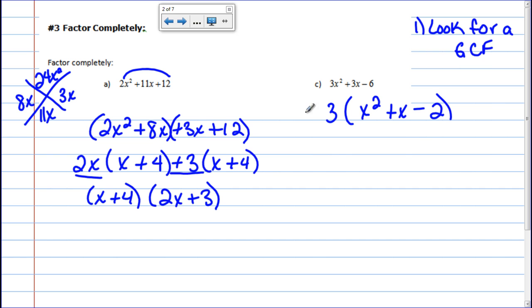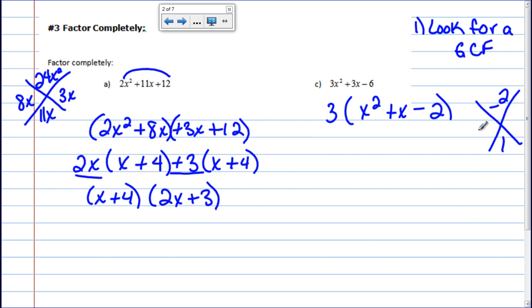Now I cannot just stop, because what is inside parentheses here can still be factored. And this is very simple to factor because you don't have a leading coefficient. It's just an x squared. It's not like this one over here that had a number in front. It's just x squared. So I need two numbers that multiply to make -2 that will add to make +1.